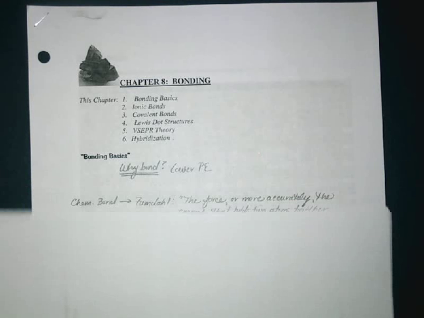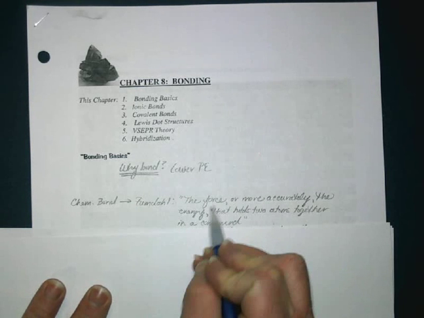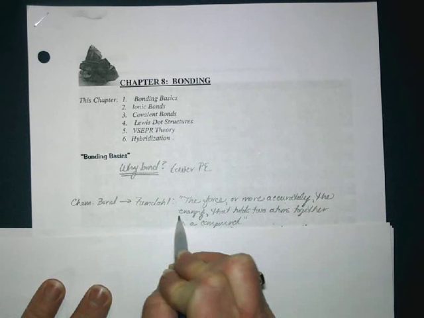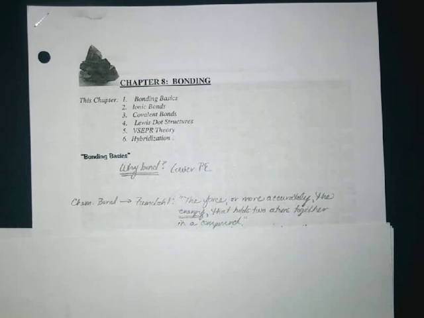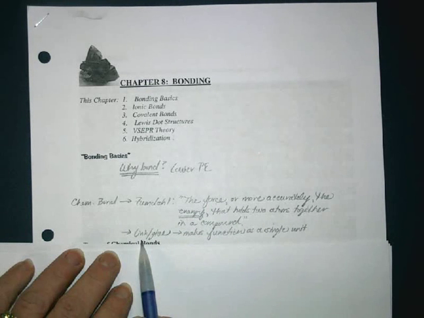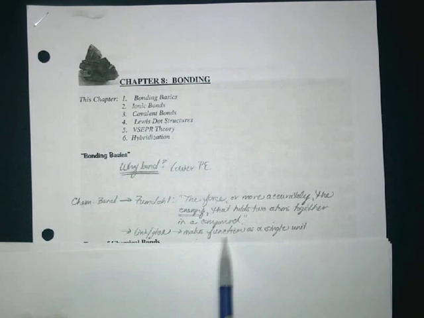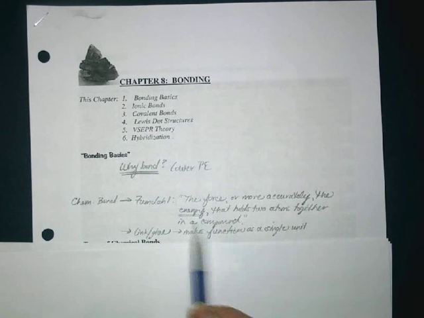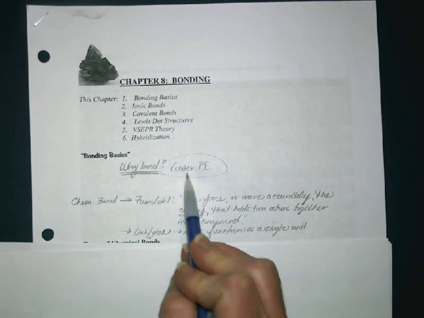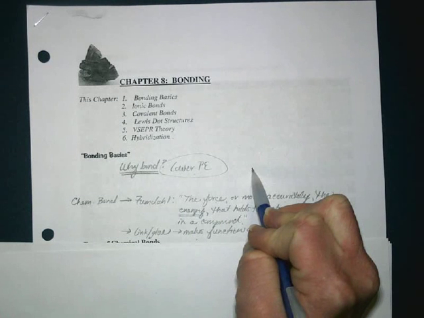I really like how Zumdahl defines a chemical bond. He says that a chemical bond is the force, or more accurately, the energy that holds two atoms together in a compound. A lot of textbooks define chemical bonds as the link or the glue, if you will, that makes two atoms function as a single unit, or multiple atoms if we have multiple bonding. But I really like that it's this energy that's holding them together. Overall, lowering the energy than if we have two separate atoms together. When they're bonded, they have a lower energy.